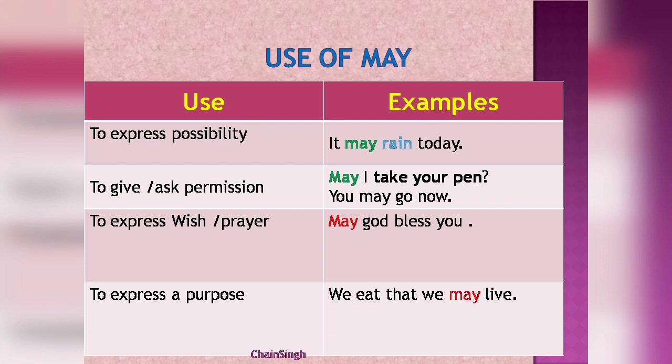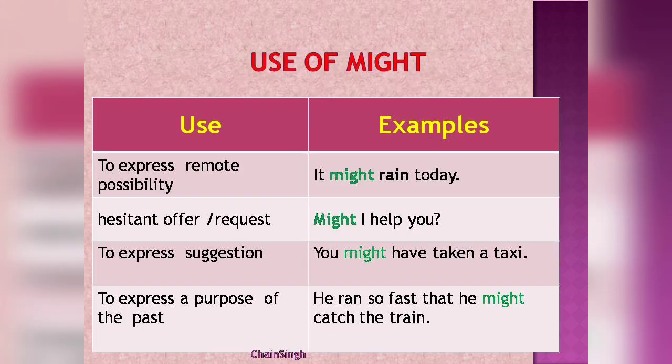Rule number 4, to express a purpose. Example, we eat that we may live. May is mostly used or often used to ask permission or to express wish.